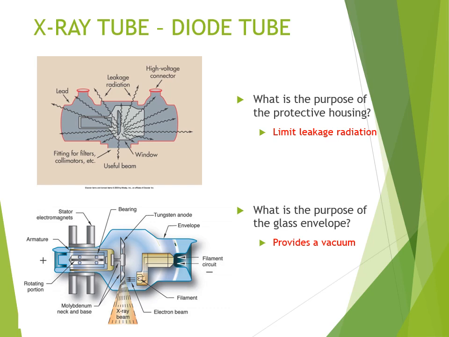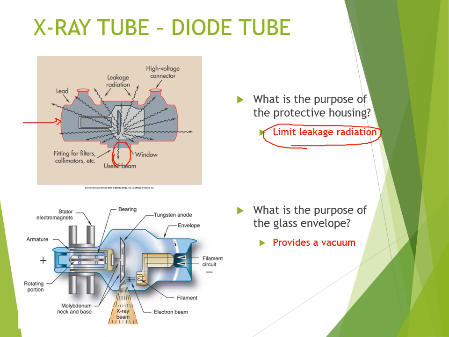What is the purpose of the protective housing? Well, the protective housing is that part that surrounds the X-ray tube, and it has a lead equivalency of 1.5 millimeters. The purpose is to limit leakage radiation. Leakage radiation is radiation emitted anywhere but the tube window, and what comes out of the tube window is the useful beam.